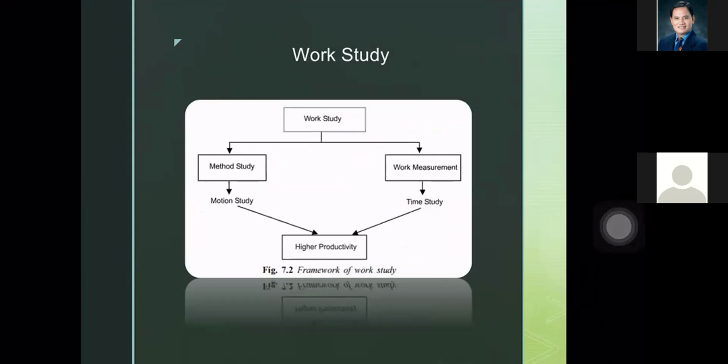Work study is a means of enhancing the production efficiency or the productivity of the firm by elimination of waste and unnecessary operation. Method study and work measurement are part of work study. Part of method study is motion study. Work measurement is also called by the name time study, as shown in figure 7.2, framework of work study.